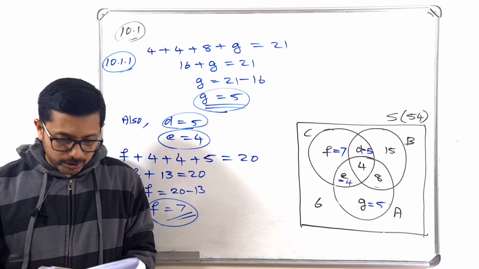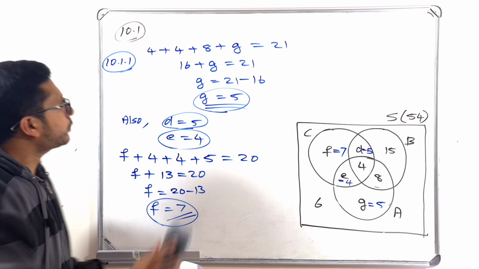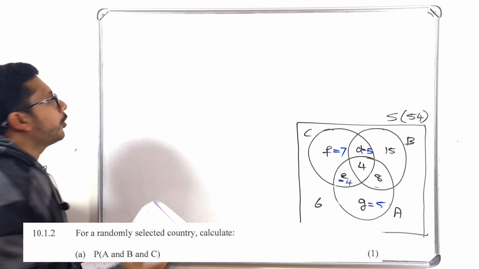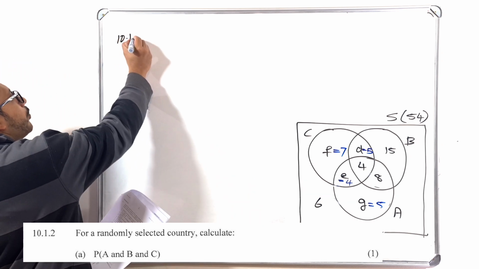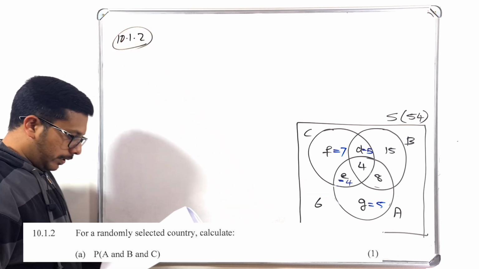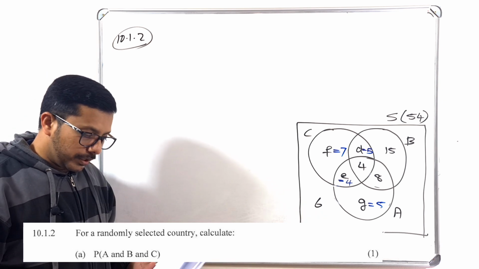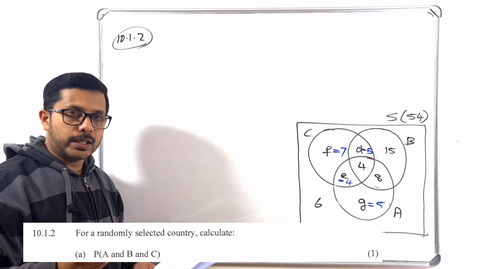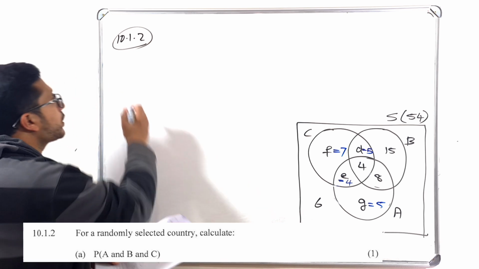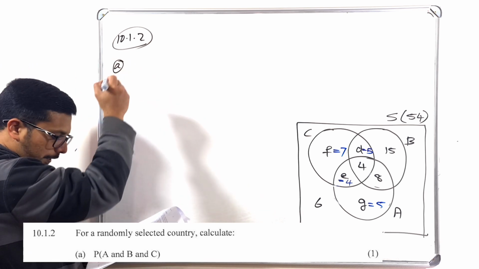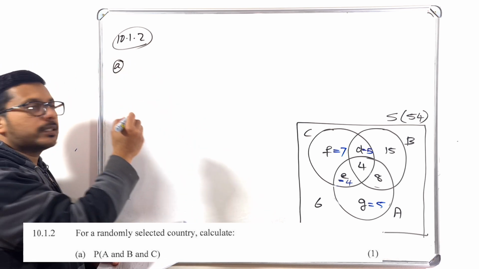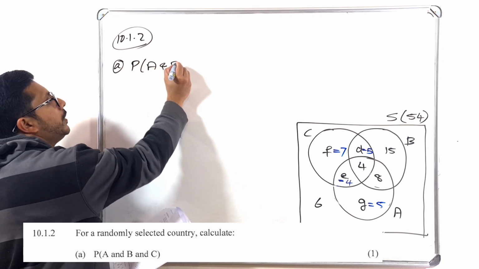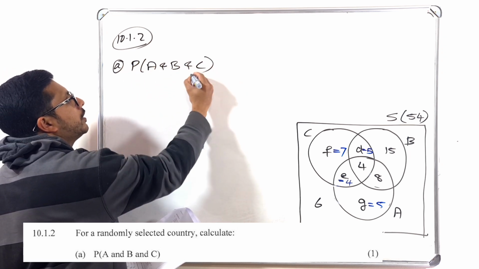Let's go to the next question, 10.1.2. What is that question? For a randomly selected country, calculate. What is the first question? Probability of A and B and C.